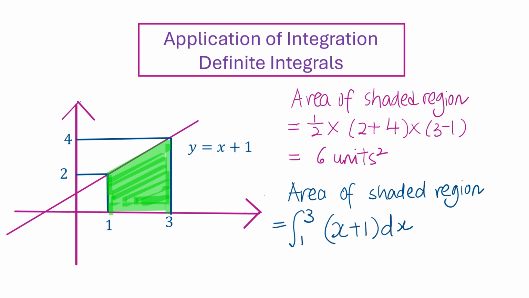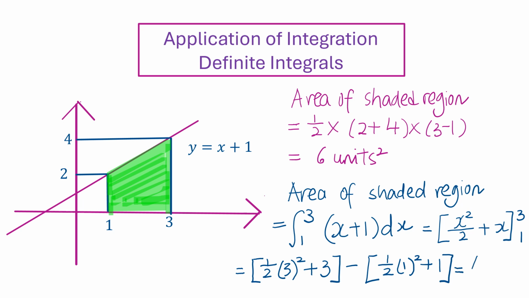When I integrate x plus 1, I would have half x squared, or x squared over 2. Integrate 1, you get x. So you end up getting half x squared plus x. And then we're going to substitute in the limits. The upper limit is 3, the lower limit is 1.